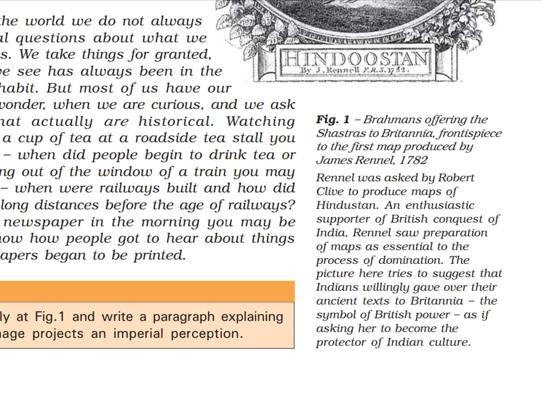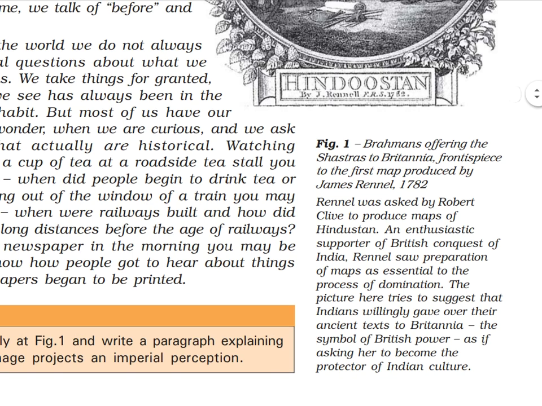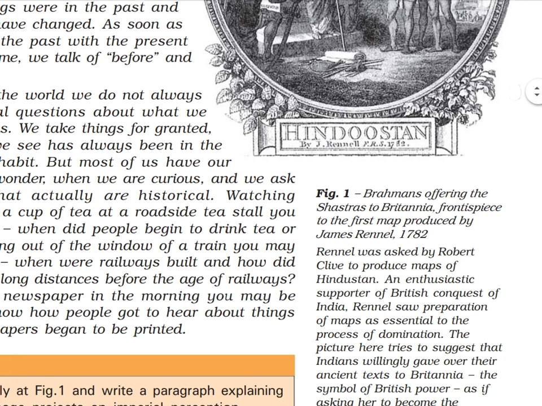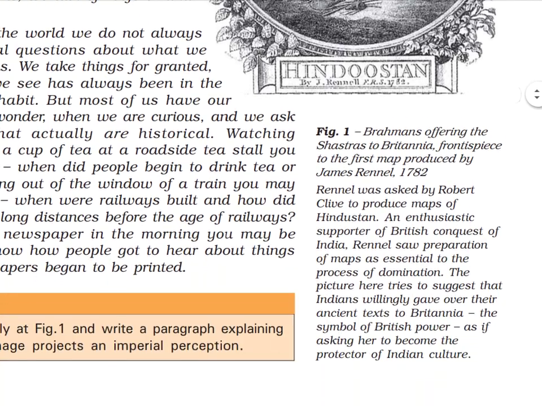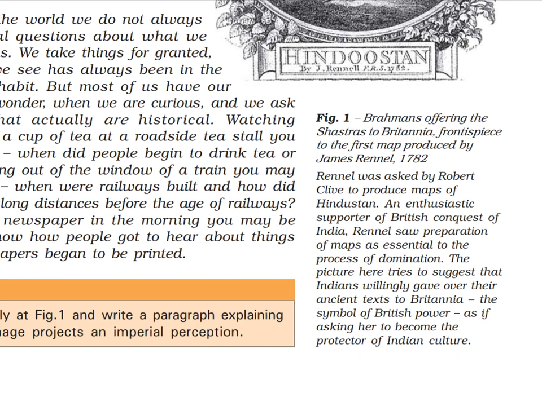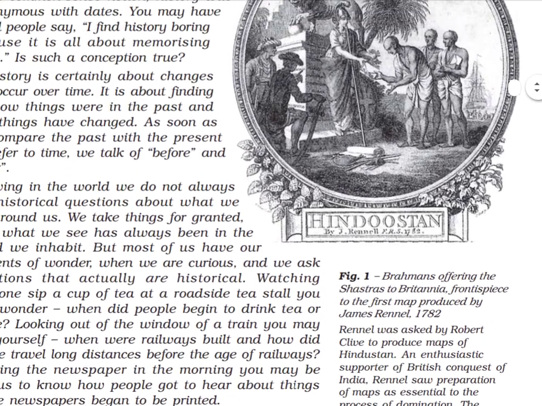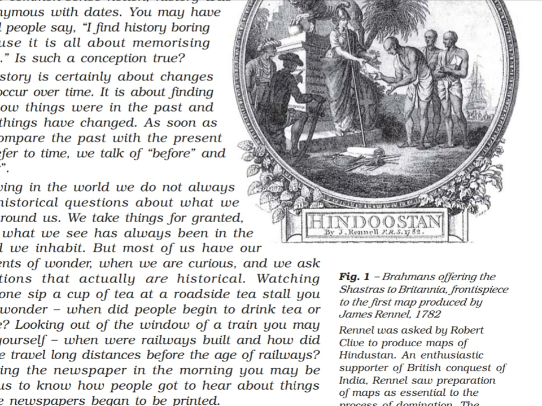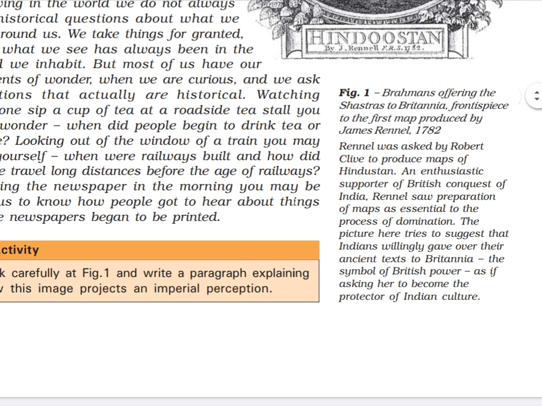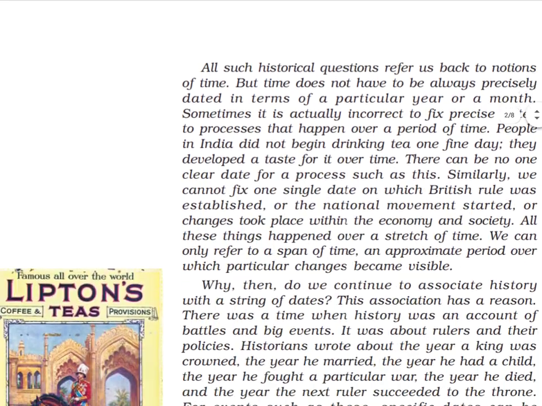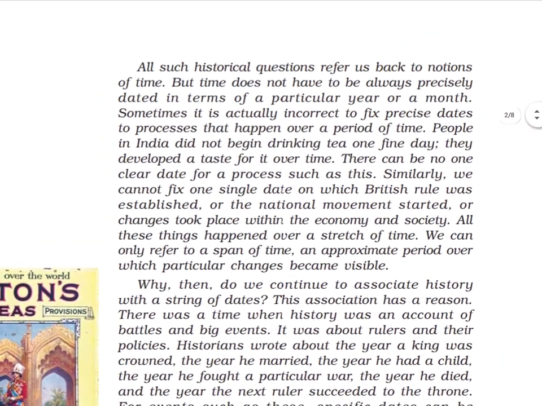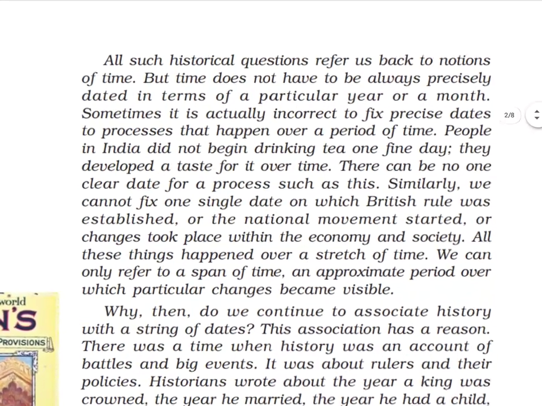The picture here tries to suggest that Indians willingly gave over their ancient texts to Britannia, the symbol of British power, as if asking her to become the protector of Indian culture. Right? Actually, we were also under the pressure of the Britishers, and then accepting that yes, Britishers are superior and they will protect our culture. All such historical questions refer us back to notions of time.